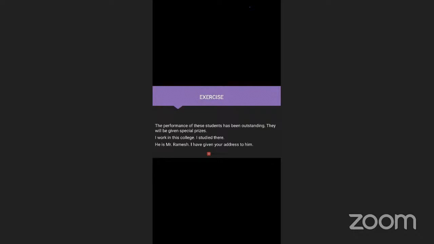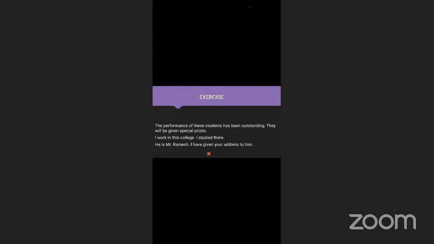And next one. He is Mr. Ramesh. I have given your address to him. To him, to whom. That "whom" can be used here. What is the complex form? He is Mr. Ramesh, to whom I have given your address. Instead of "to him", we write "to whom". That is, "to whom" is a relative pronoun.